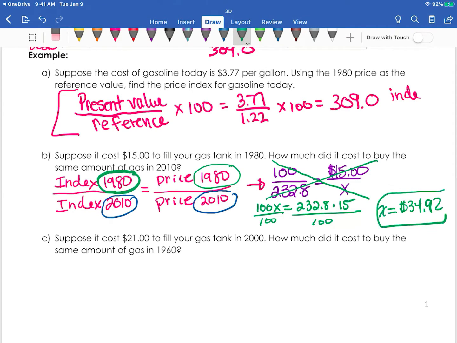34.92. What this tells us is, if I had a tank of gas and I filled it up and it cost me $15 in 1980, in 2010 it would cost me approximately $34.92 to fill up that same tank of gas because of inflation, because the prices are going up.